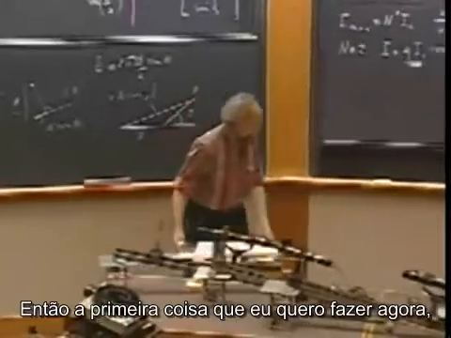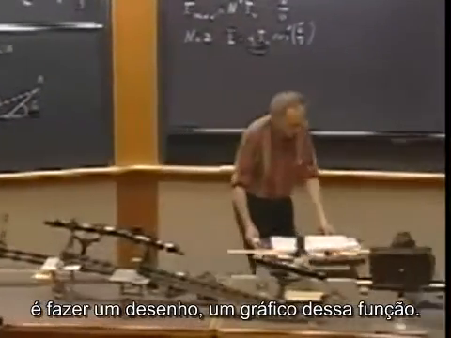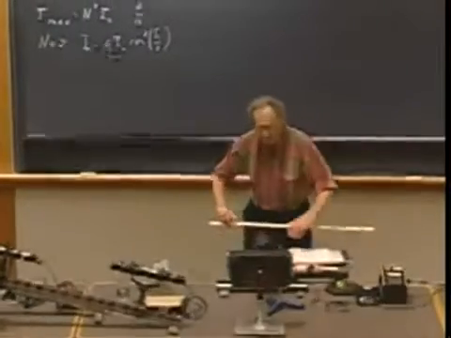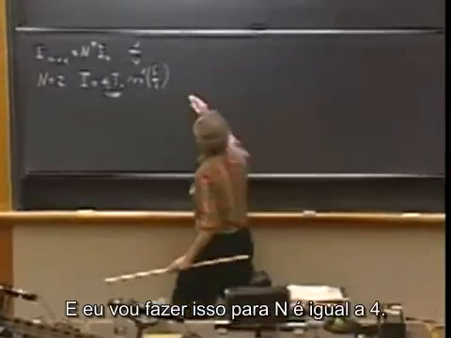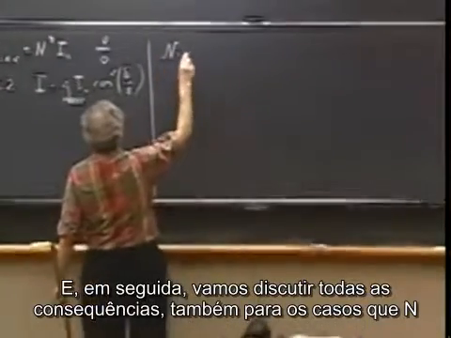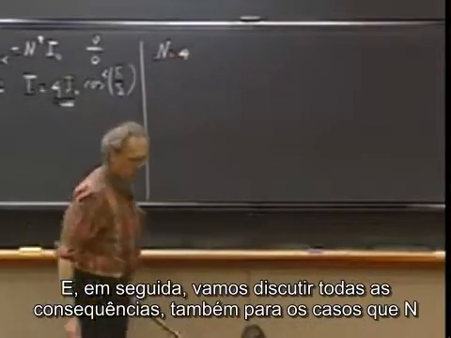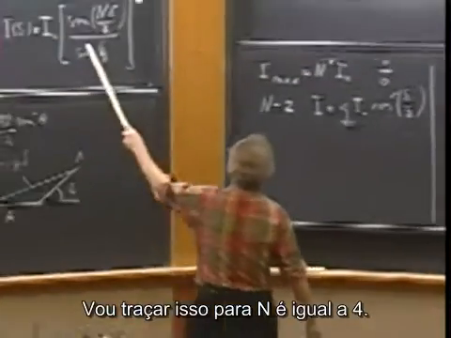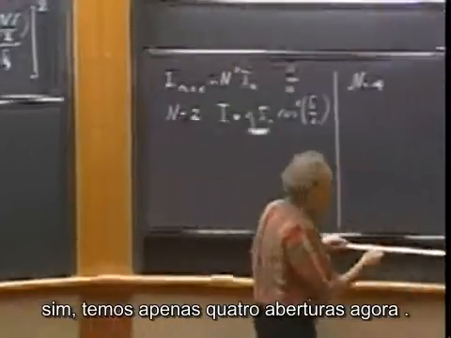So the first thing that I want to do now is to make a drawing, a plot of that function, and I will do that for n equals 4. And then we will discuss all the consequences, also for cases that n is much larger than 4. So I'm going to plot this for n equals 4. So we only have 4 openings now.